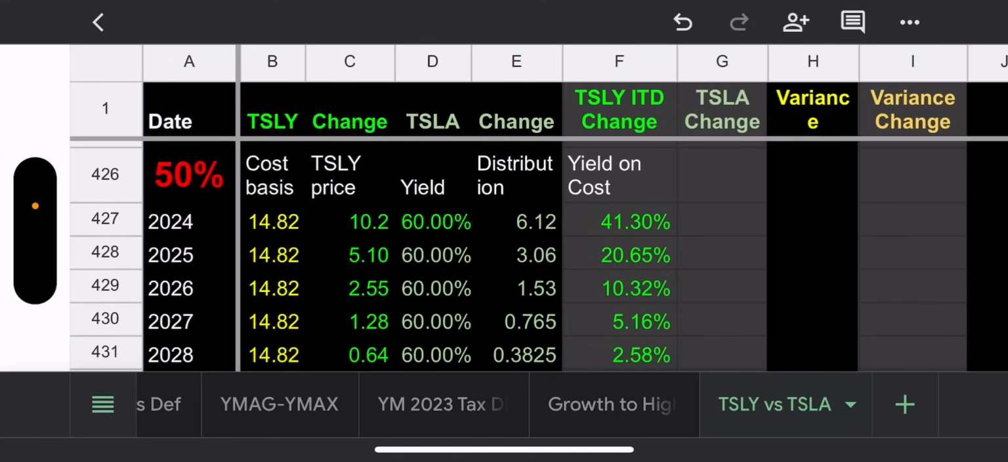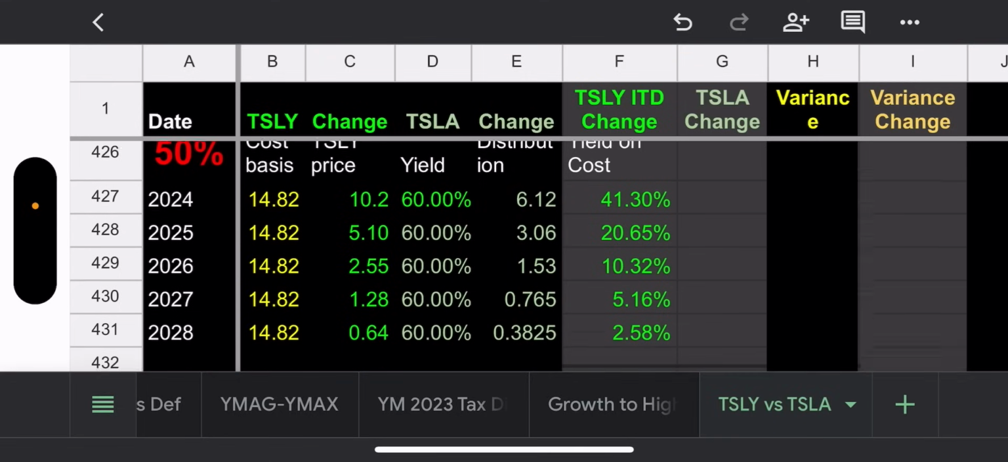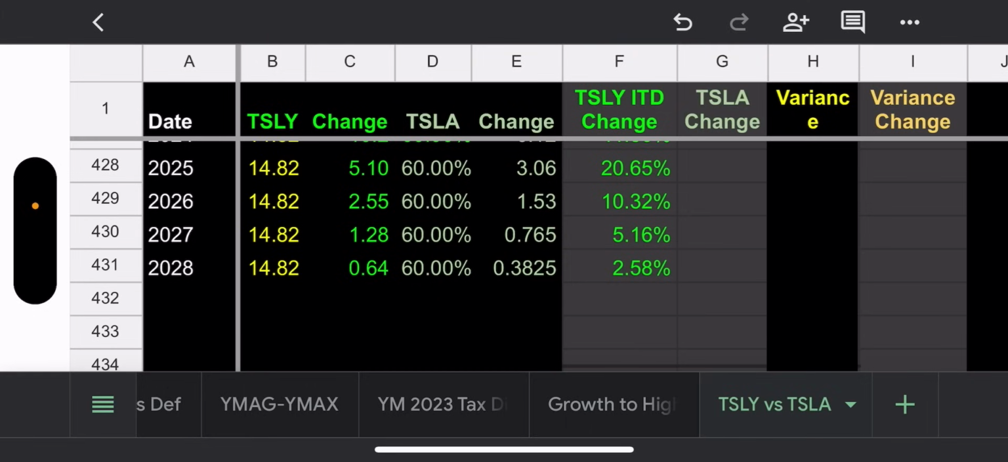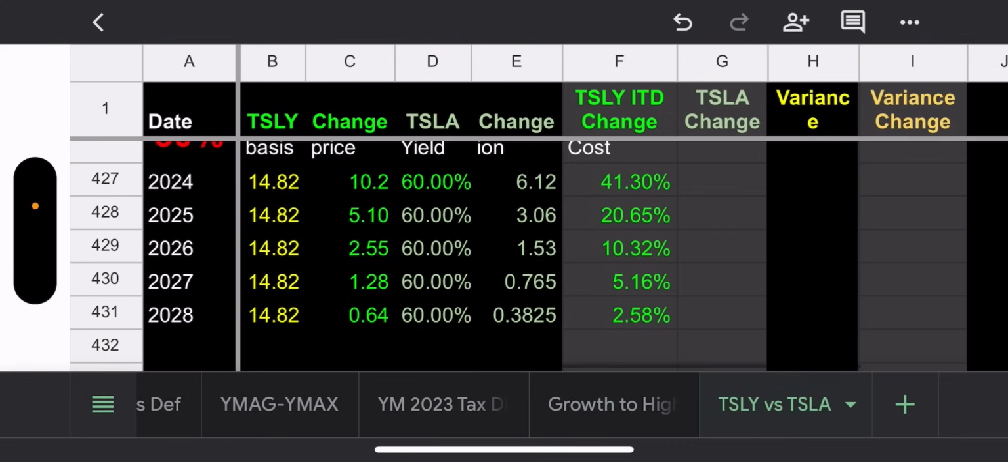So if the same thing happens the following year, 2026, it'll drop to 2.55. Again, I know a reverse split will happen. The numbers still will be the same, but yes, a reverse split will happen by then. So they'll pay 1.53, which now my yield on cost will be 10%. 10% is still good, actually. But 27, we're looking at yield on cost 5%, and then 28, 2%. And you know the story from there.